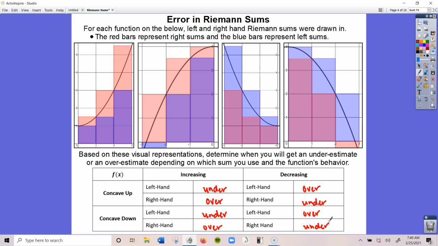So concavity does not matter. As long as your function is increasing, the left sum will be an under approximation, and the right sum would be an over approximation. If your function is decreasing, it doesn't matter if it's concave up or concave down. The left sum will be an over approximation, and the right sum will be an under approximation.